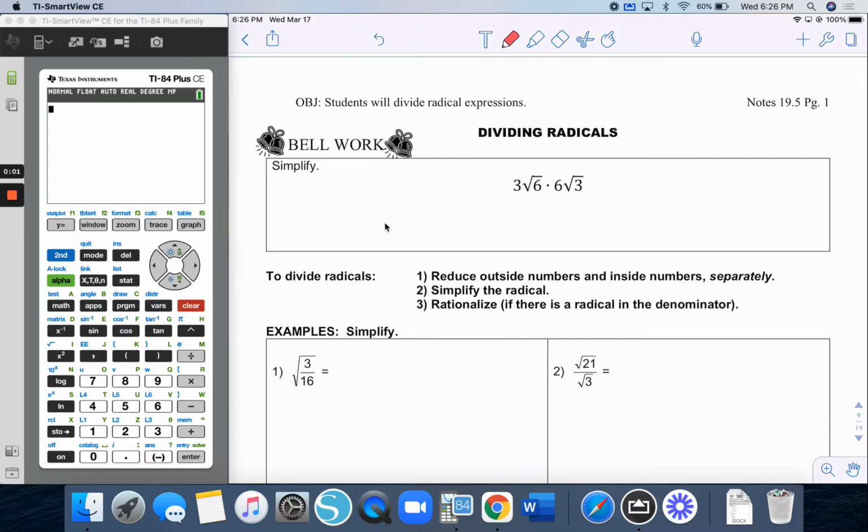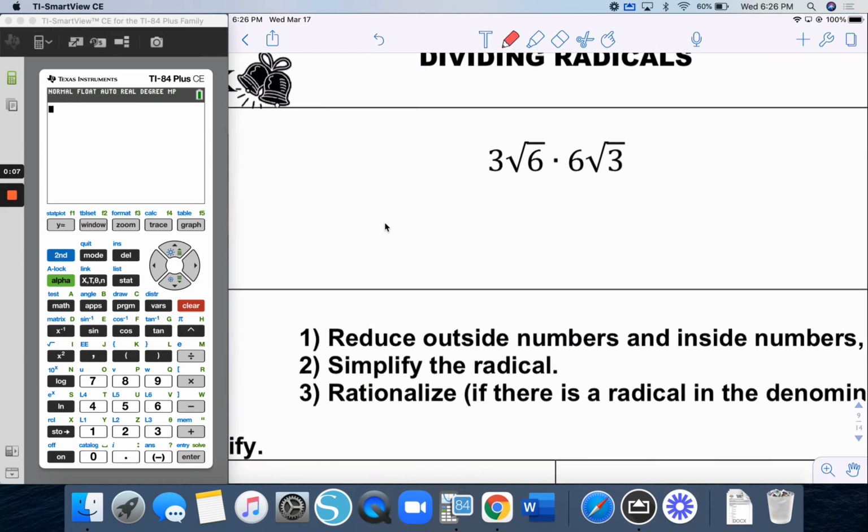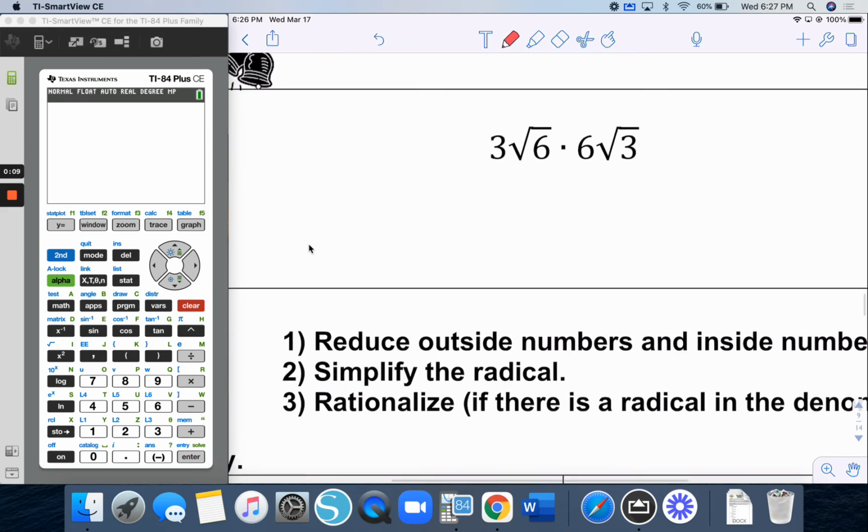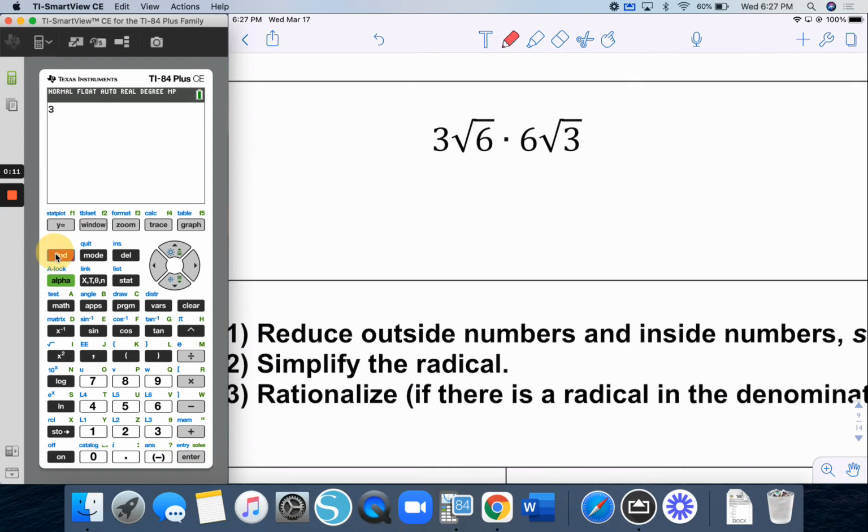This video covers notes 19.5 over dividing radicals. Before we get into dividing, we're going to review multiplying, which is what we did yesterday. When we multiply, we double check everything in the calculator first to see if it will work nicely, because sometimes it'll cancel.